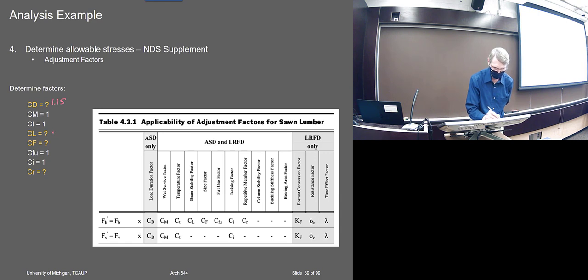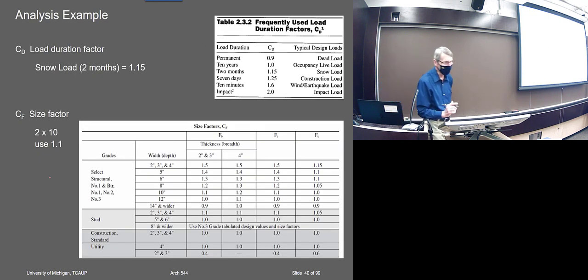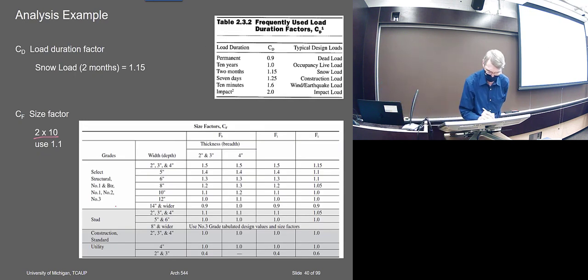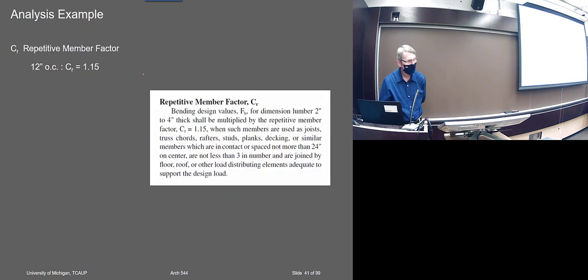CL, I think we're probably going to take 1 for that. CF, we got to find CR, it would have a CR. Okay, so 2x10, yeah, that is what we're using. Again, there's the 1.1 snow load, 1.15. Got that guy. Repetitive use, it is going to be repetitive. The rafters, so 1.15 again for that.